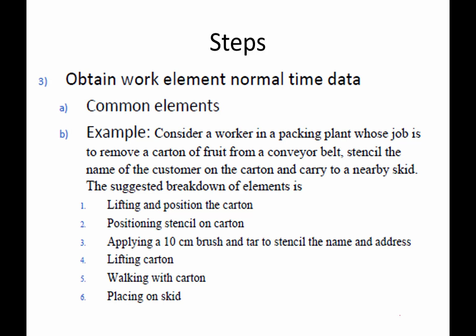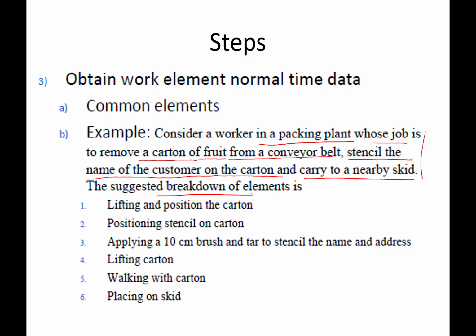So this is an example. Consider a worker in a packing plant whose job is to remove the carton of fruit from the conveyor belt, stencil the name of the customer on the carton, and carry it to the nearby skid. So this is the job which is being done. It is being broken into a few workable elements.